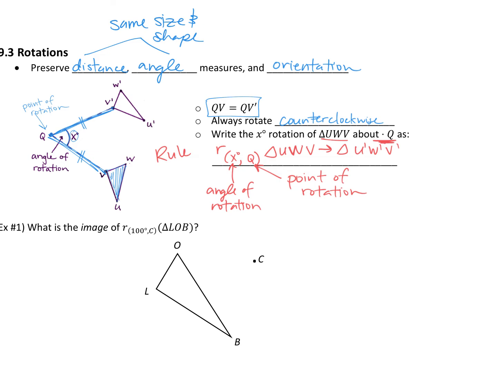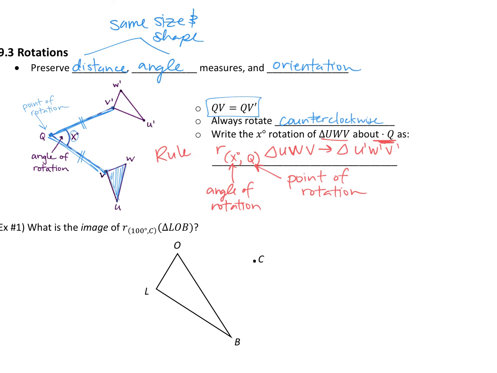Where'd you get C from? C was just given. Your point of rotation will be given to you. Okay, so that's what you're doing. You just did the whole process. You just need to do it 3 times. So I'm going to do it a second time now.